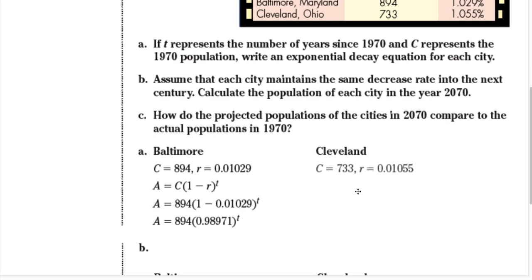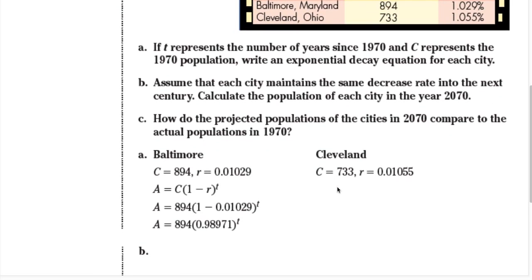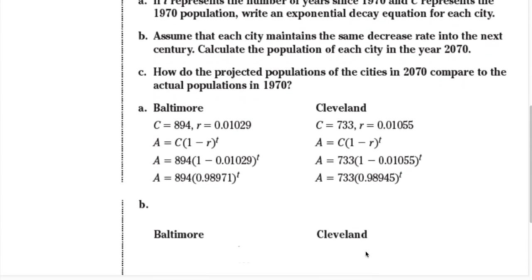And we'll do the same thing with Cleveland. Again, our C is 733, R is 0.01055, the decimal of the rate of decay, the annual rate of decrease of the population. And then we use the formula for exponential decay, substitute the values, simplify that, and we have 733 times 0.98945 raised to the T power.